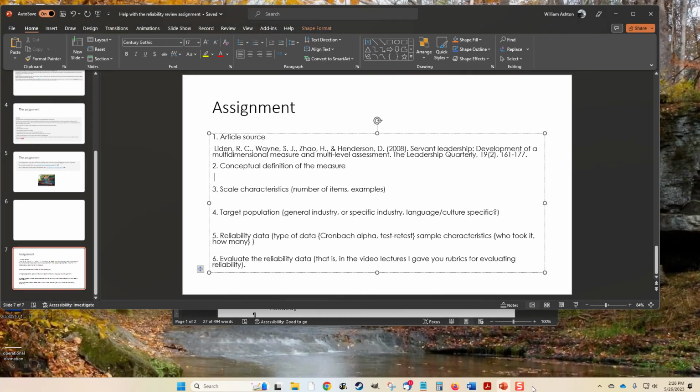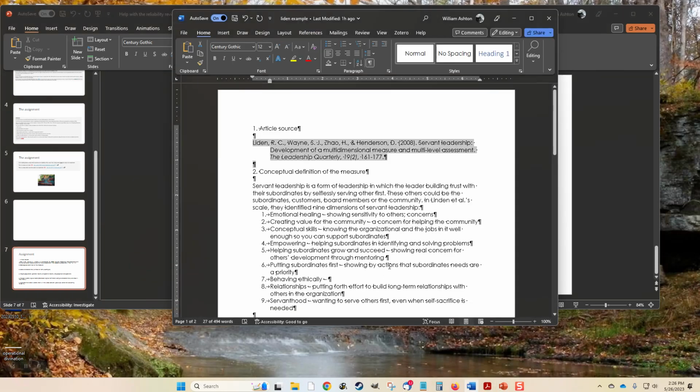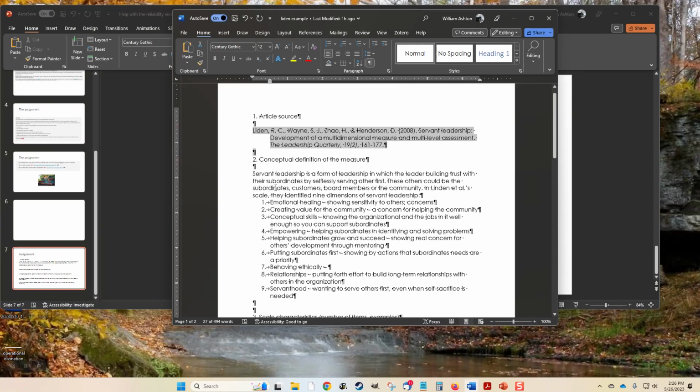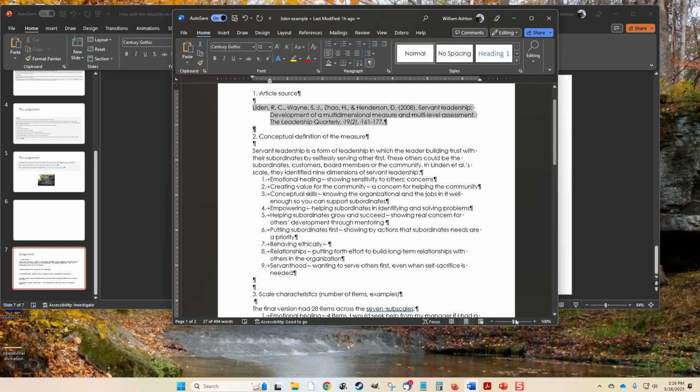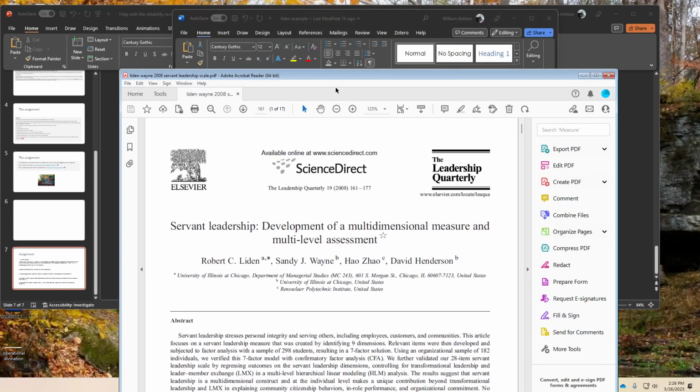Conceptual definition of the measure. So I would like you to tell me what the conceptual definition is. That is, what at the conceptual level is this a measure of? And what I did was I looked in the article.